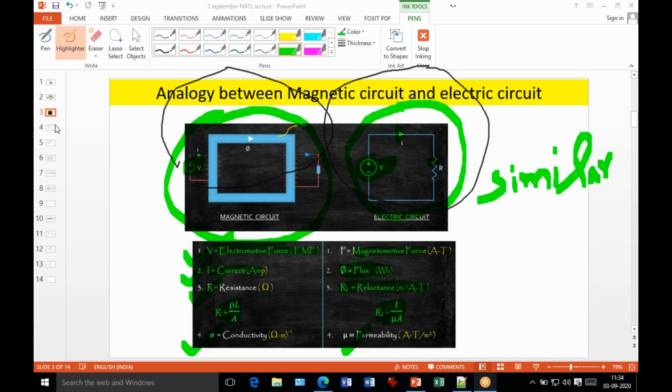We have to understand all these parameters. Then you have to design any magnetic circuits. So magnetic circuits play a very important role in all types of electrical circuits.